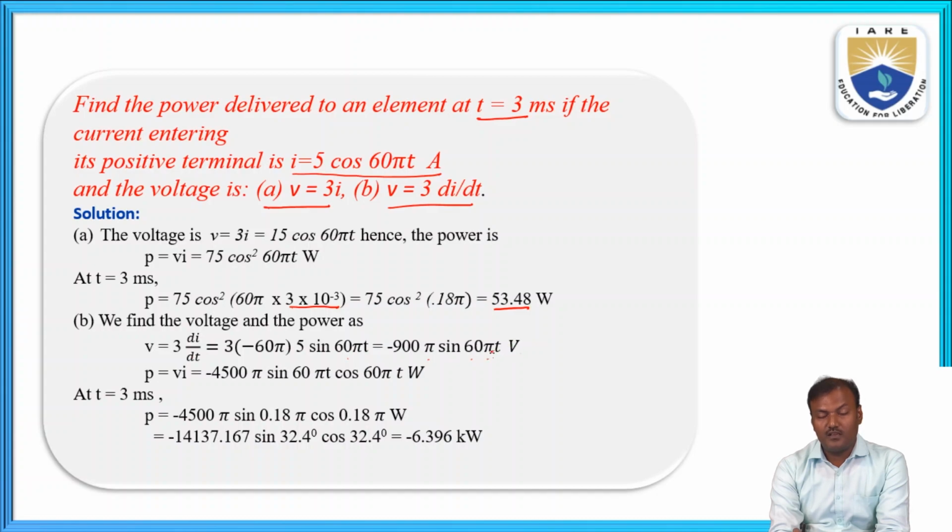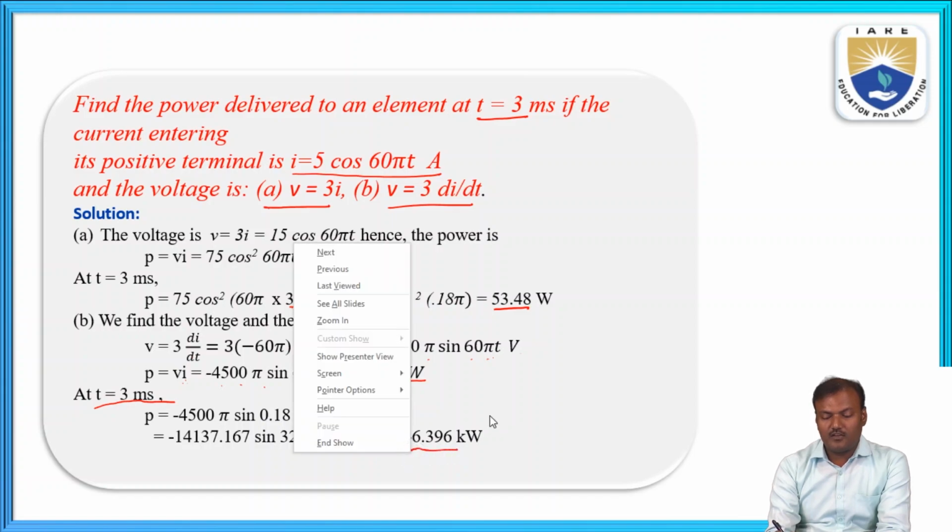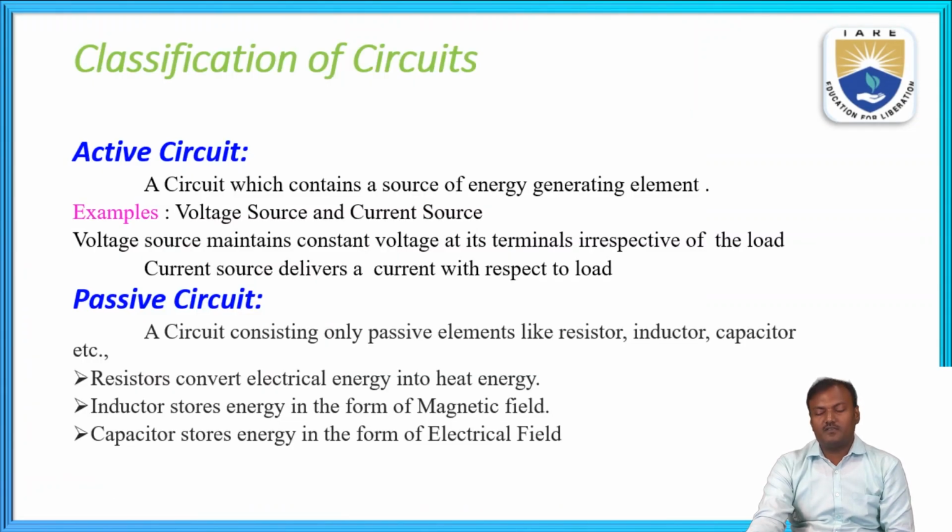60 pi t volts. And power can be calculated as Vi. So it gives a value of minus 4500 pi sine of 60 pi t cos of 60 pi t watts. And again, by substituting time t equal to 3 milliseconds, you can get the power as minus 6.396 kilowatts. So these are the basic definitions.